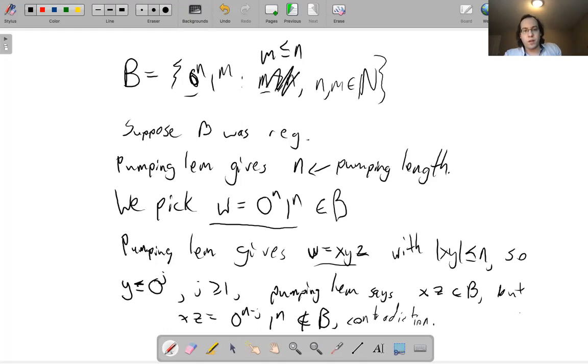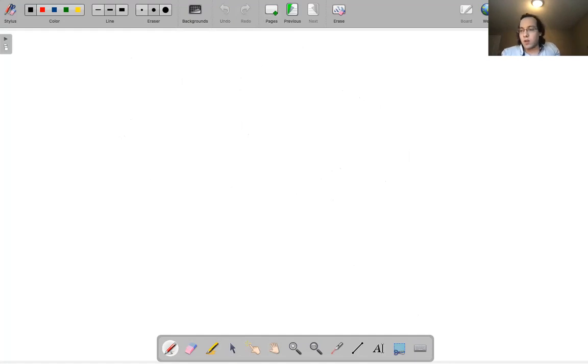Now, remember, the pumping lemma is not the only way to show that a language is not regular. Another way that's very useful is closure properties. Regular languages satisfy closure properties. So you can assume by contradiction that a language was regular, use closure properties to conclude another language is regular, and get a contradiction because that other language is clearly not regular. So here's a common example.